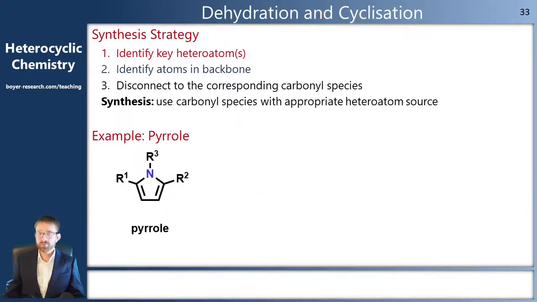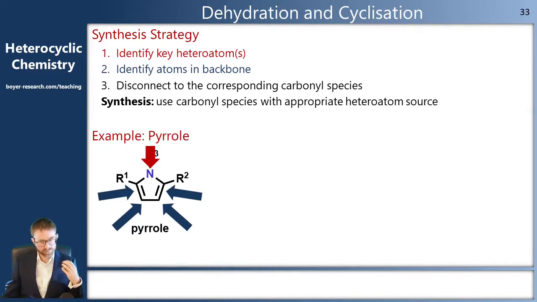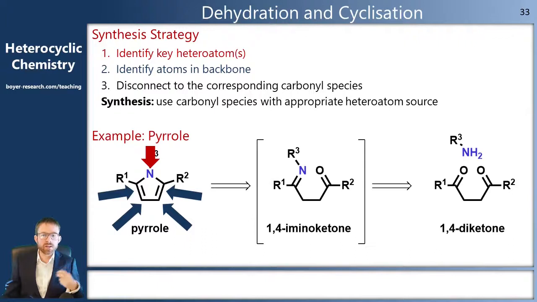So, if we want to consider a different heterocycle, such as a pyrrole, analysing this shows our heteroatom is a nitrogen. We have the same 4-carbon backbone, and that suggests that we need some kind of aminoketone this time, which we will be able to get from a 1,4-diketone, the same as before, this time with the introduction of an amine.